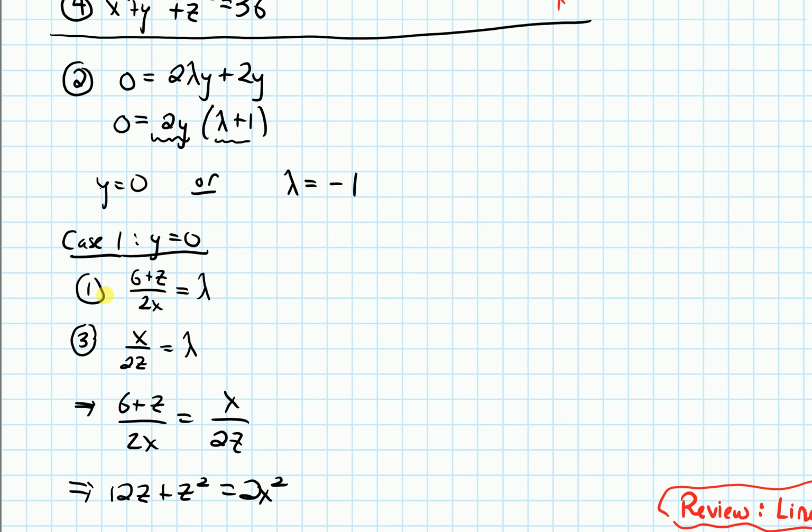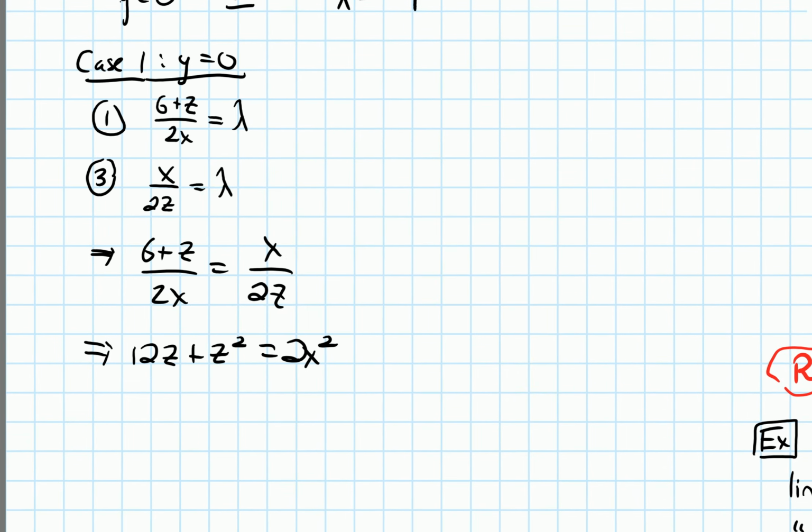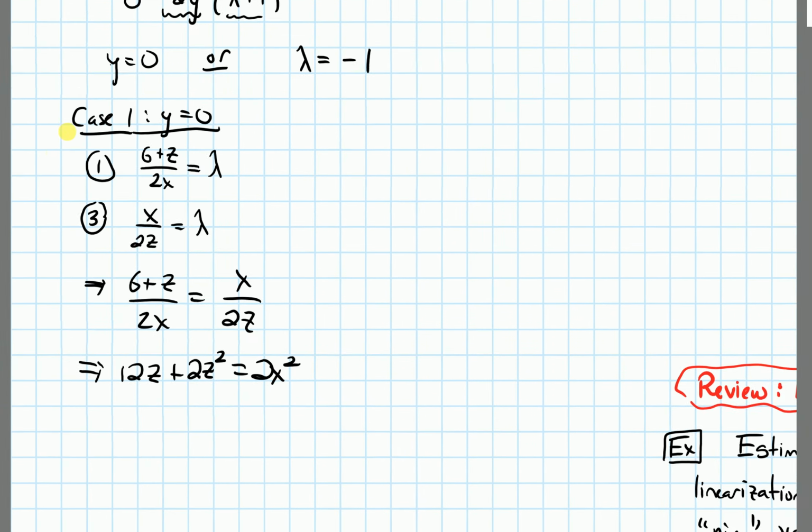Okay, so I actually forgot. Whoops, okay, there we go. So I forgot to put a 2 in front of the z squared. Okay, so this is 2z squared. All right. Okay, so I have an equation in terms of two variables now.